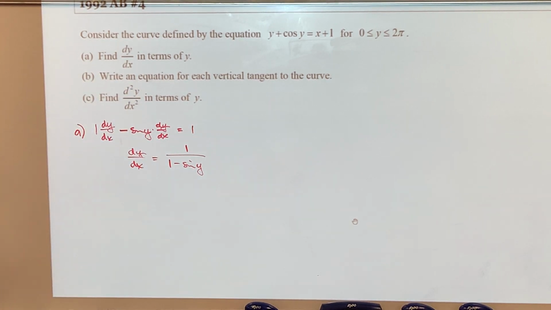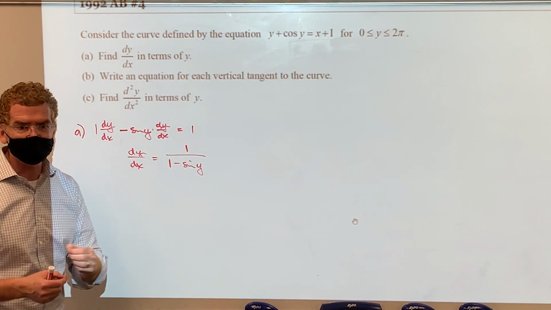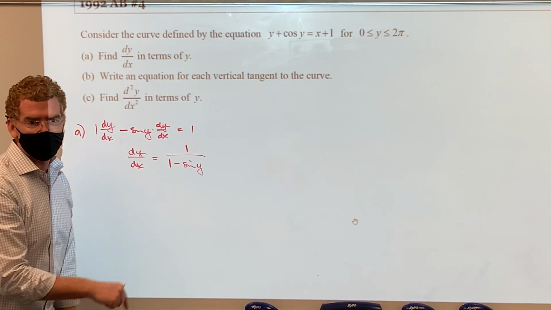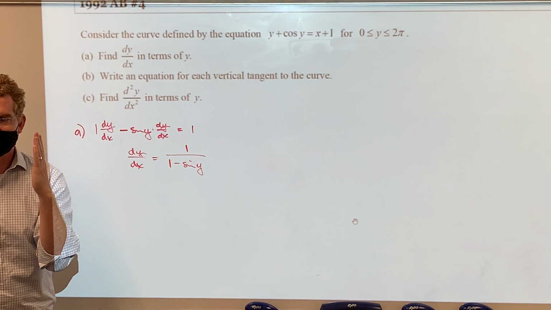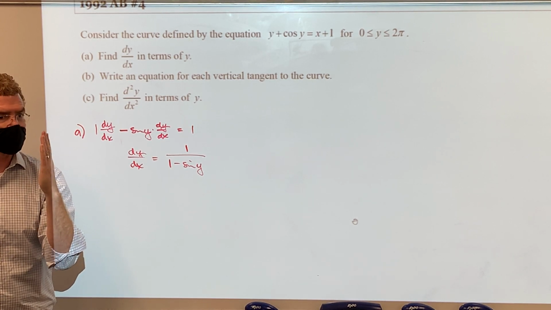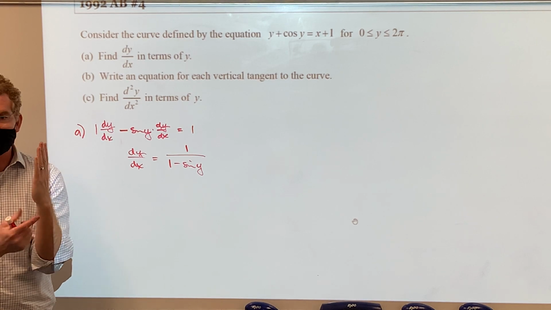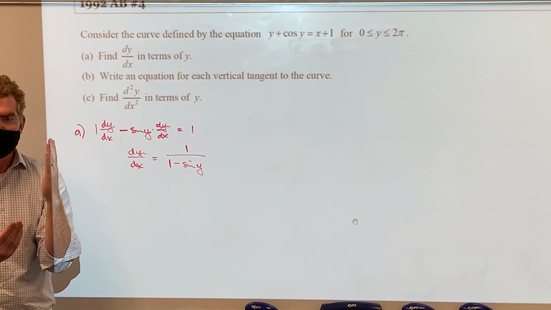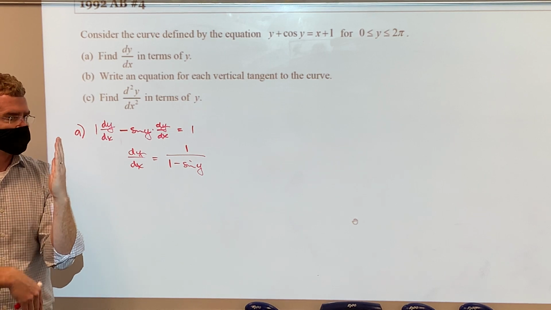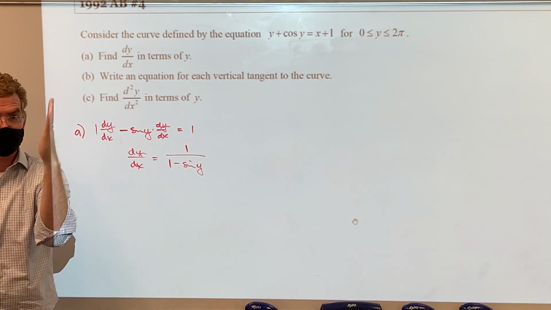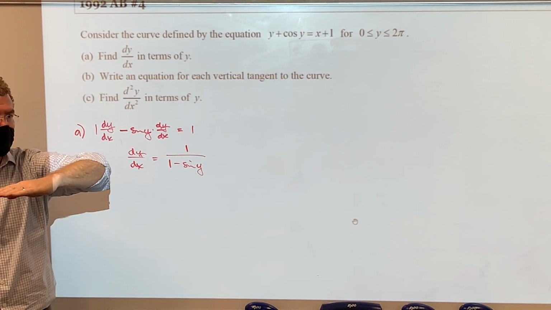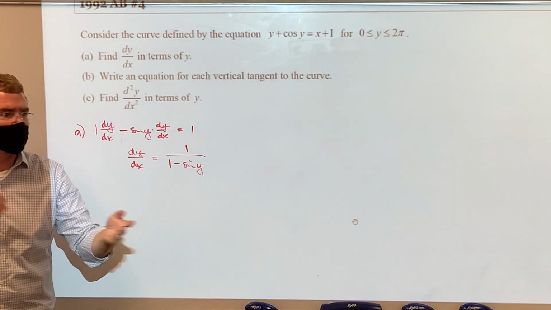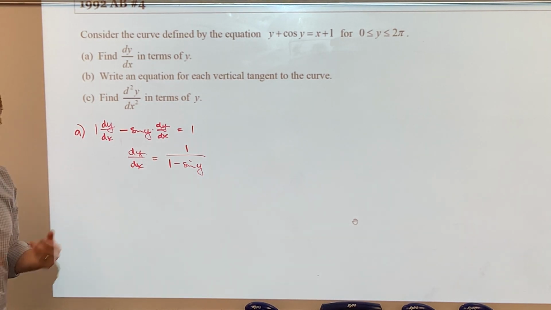Write an equation for each vertical tangent to the curve. They asked not for the points where they exist, but for an equation of that. Here's the nice thing. What are equations of vertical lines? Constants. It's always x equals a constant. So really it's like finding the point, but all you need is the x coordinate. Just like a horizontal line only needs the y coordinate, you don't even have to worry about the whole equation of a line thing. All you need is that point.